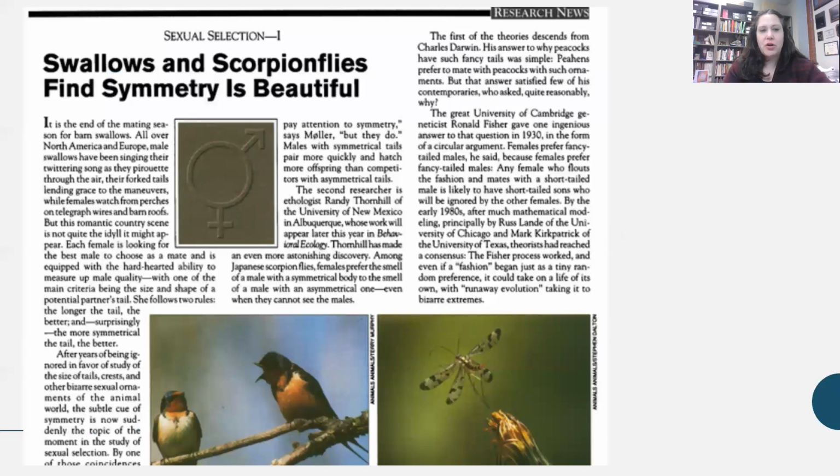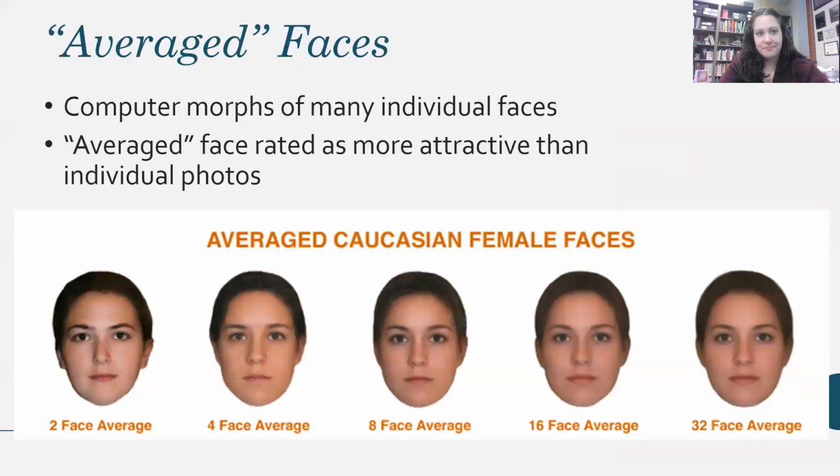So for example, here's an article that talked about how swallows, the bird, and scorpion flies, the insect, are two species where they're attracted to symmetry in terms of mating perspectives, and that symmetry is tied to survival in these two species. If there's a drought, if there's a lack of food, if there are really fluctuating temperatures, individuals in these two species are more likely to survive if they have symmetry themselves. So again, symmetry seems to be a cue for good genetic health, and maybe that's why humans are attracted to other humans who have symmetry.